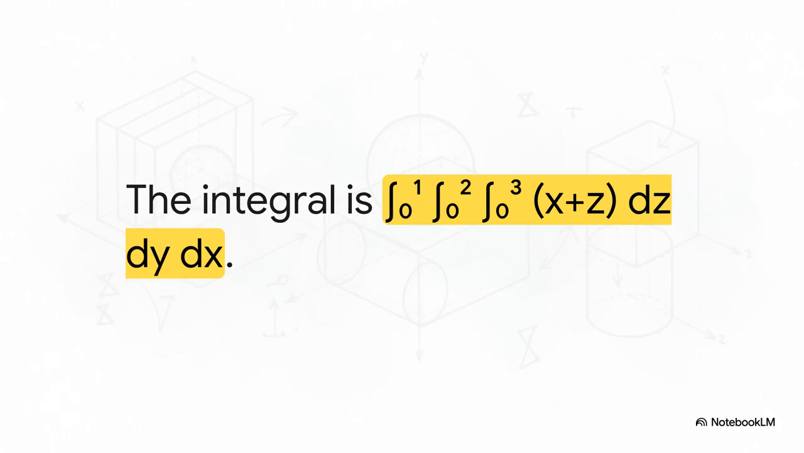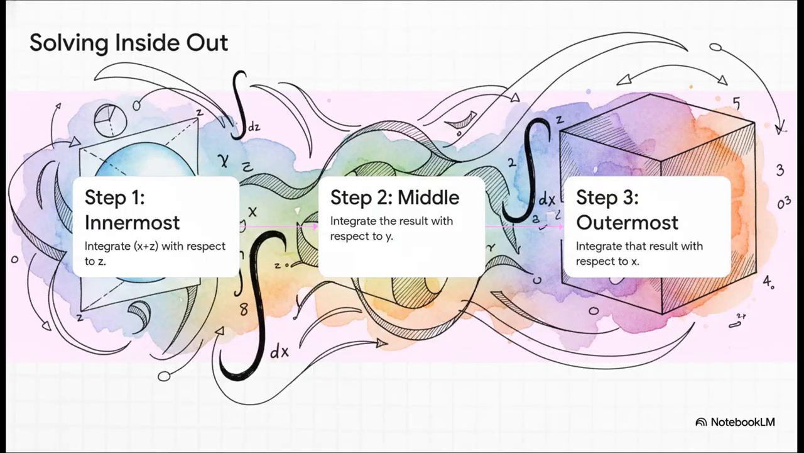So z goes from 0 to 3, y goes from 0 to 2, and x goes from 0 to 1. We just pop our density function inside, and we are ready to go. And how do we solve it? Always from the inside out.